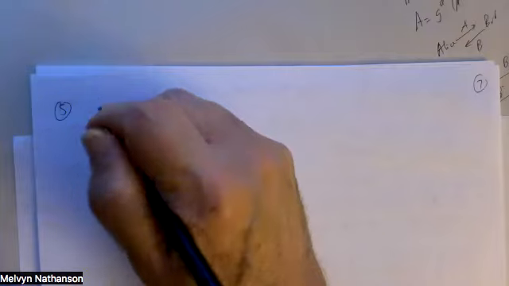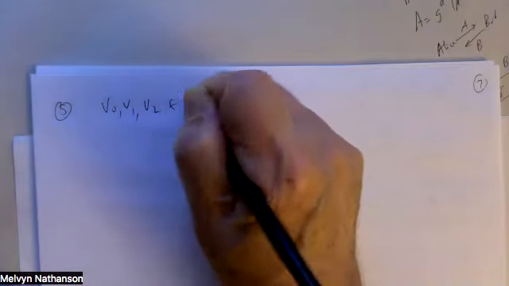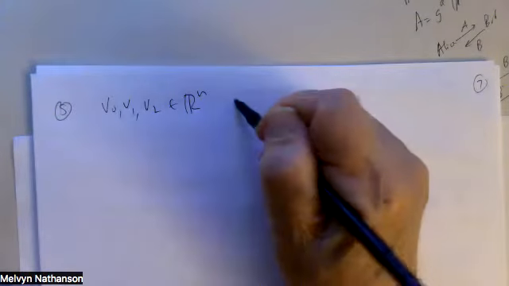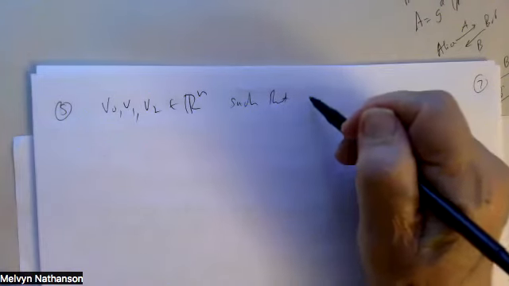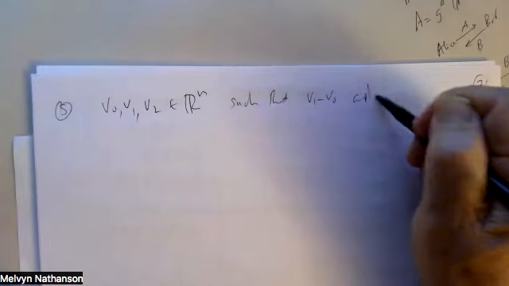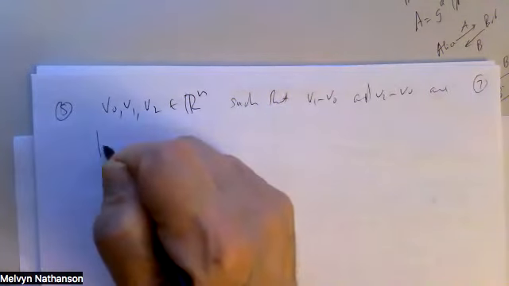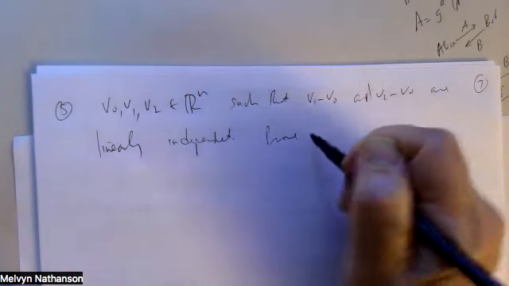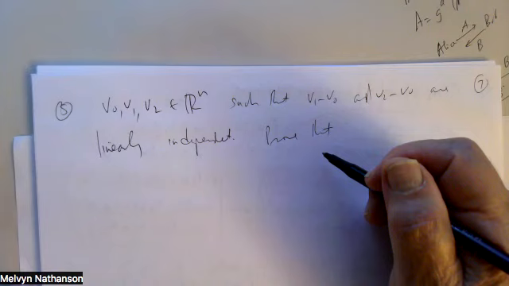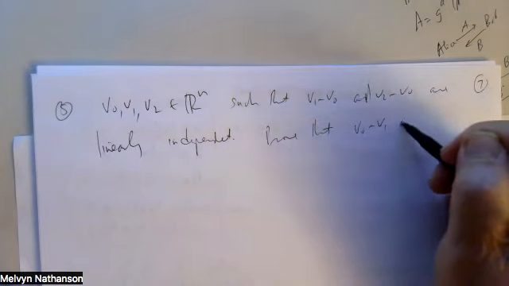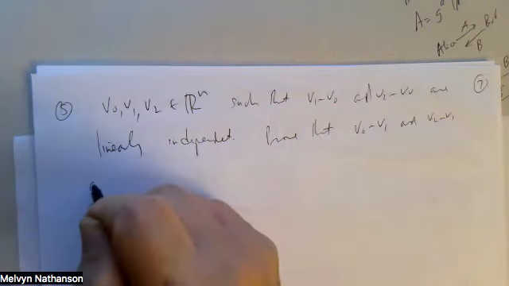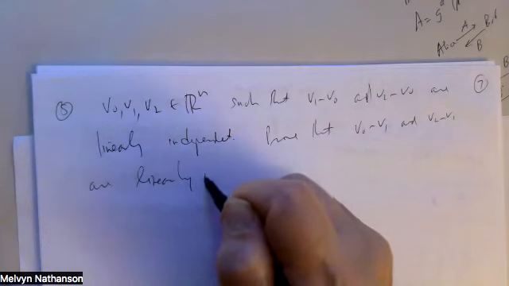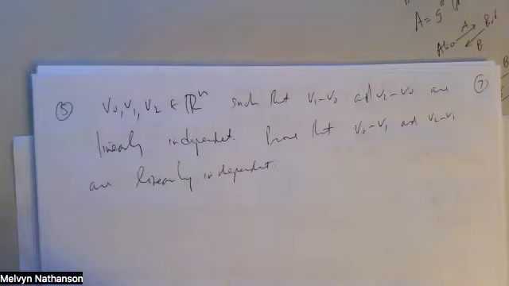So this is exercise 8. Suppose we have v0, v1, v2 vectors in Rn such that the two vectors, v1 minus v0 and v2 minus v0, are linearly independent. Prove that the vectors v0 minus v1 and v2 minus v1 are linearly independent. So we know that these two vectors are linearly independent. How do we show that these two vectors are linearly independent?